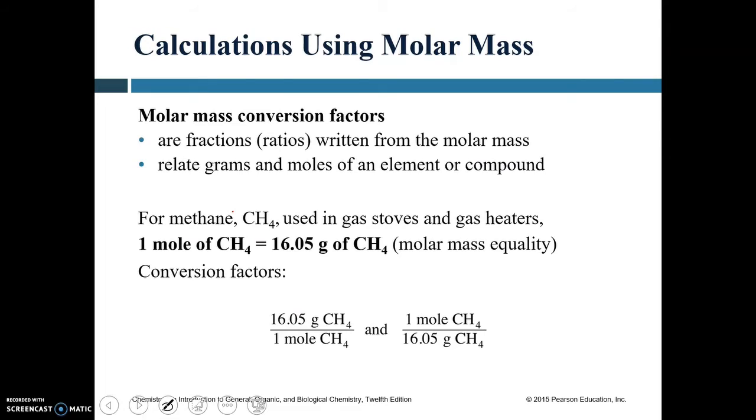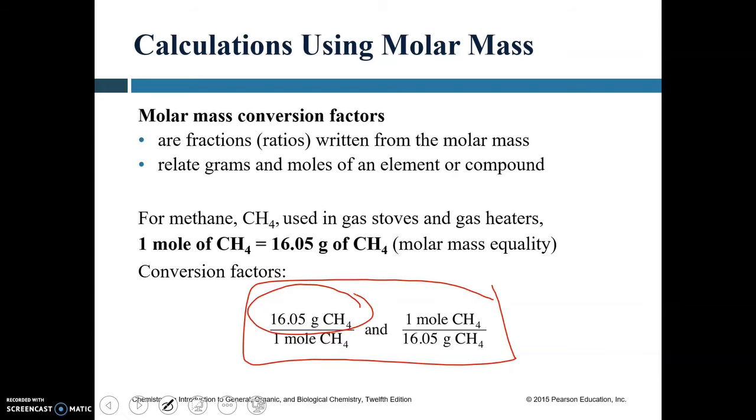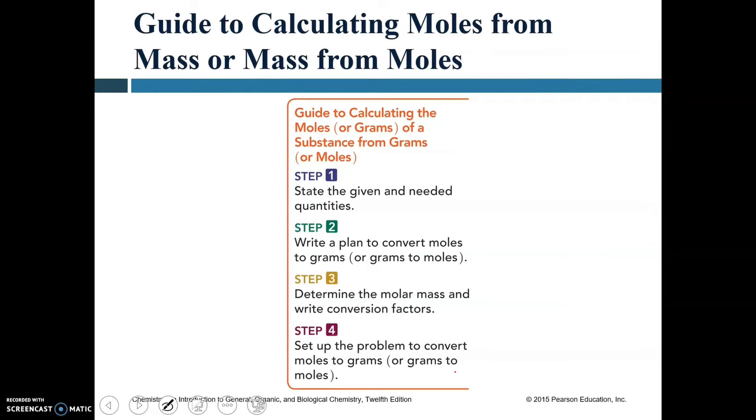Molar mass can be presented as a conversion factor. So here's the conversion factor for the methane that we already discussed. The molar mass of methane is 16.05 grams, which means there are 16.05 grams of methane in 1 mole of methane, or that 1 mole of methane weighs 16.05 grams. So this is the guide to how to calculate the moles of a substance from grams.